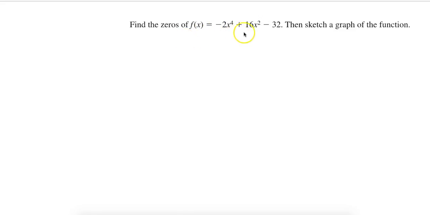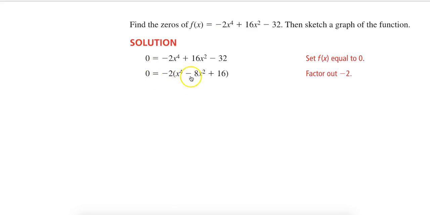First step is always find a GCF. When we look at each of these, we find that we can take out -2 from all of these. So when we do that, we get -2 times x to the 4th minus 8x squared plus 16. Now, we can see that this is x squared to the second power minus 8 times x squared plus 16. So when we factor this, we get -2 times x squared minus 4 times x squared minus 4.